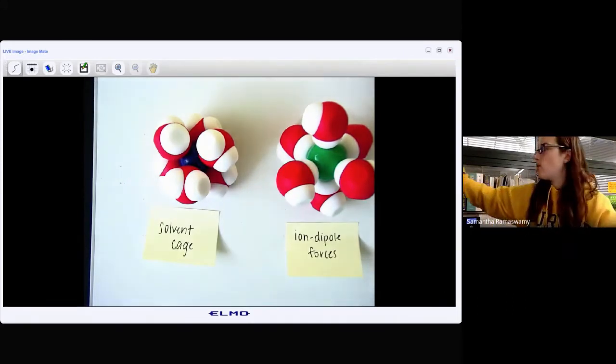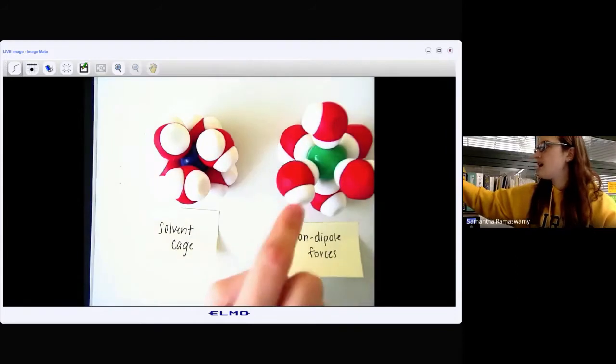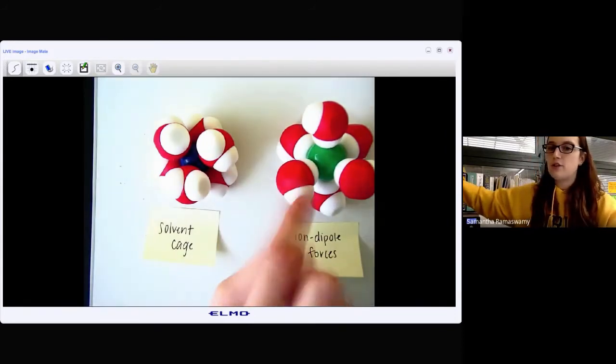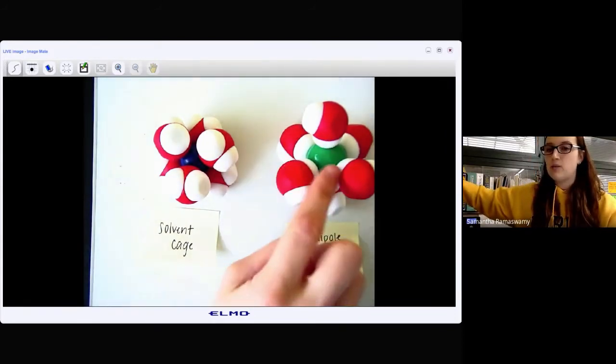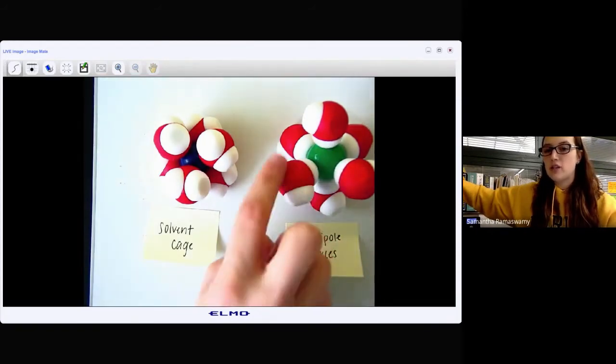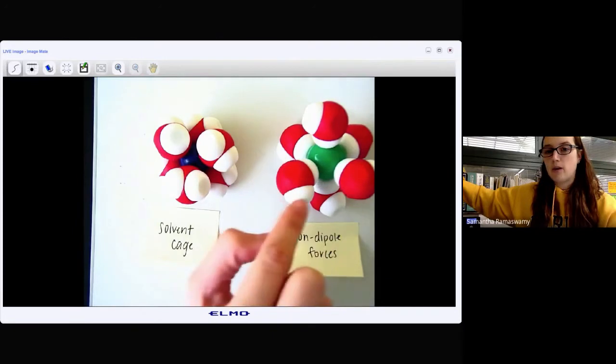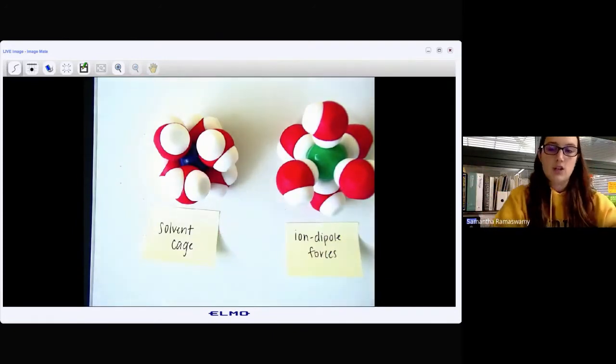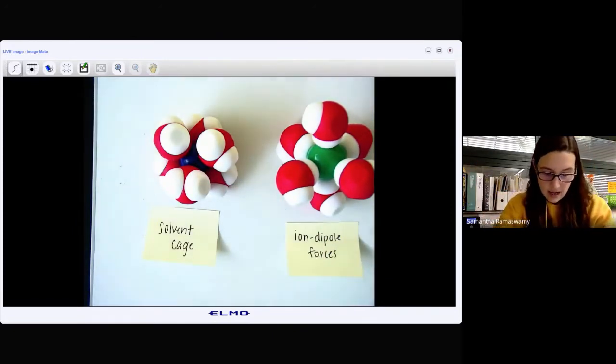But remember that with these water molecules, it's not a completely positive hydrogen or a completely negative oxygen like it is with ions here. These share the electrons, so that's why it's just partially negative and partially positive. So again, that is part of the hydration process for NaCl on page 2 of the notes.